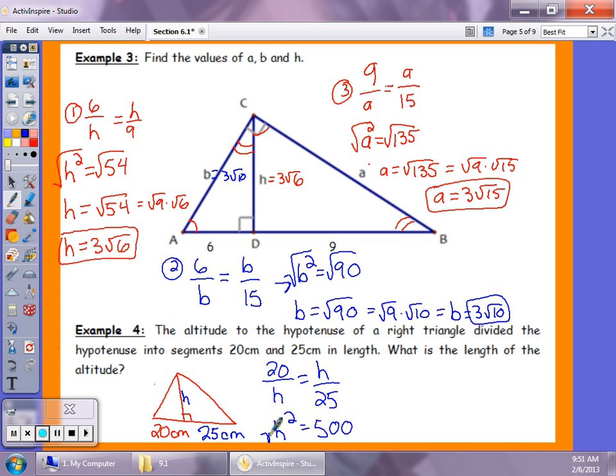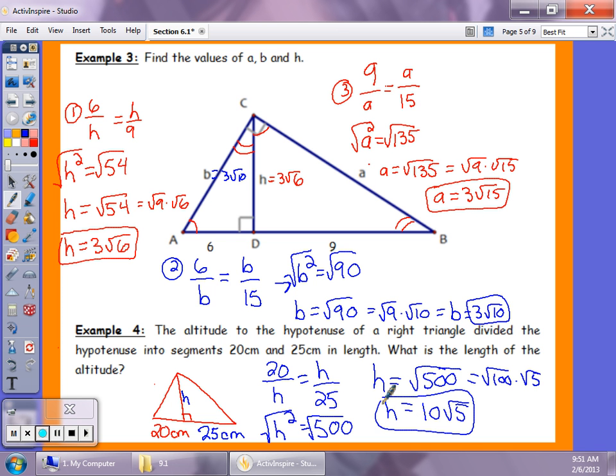And when we square root both sides, we're going to get h is equal to root 500. And within 500, it contains the perfect square of 100. So this would be equivalent to saying root 100 times root 5. And the square root of 100 is 10. So the height for this triangle is going to equal 10 root 5.